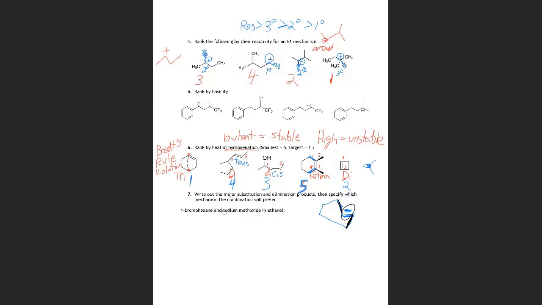So our nucleophile is sodium methoxide. The sodium methoxide is CH3O minus methoxide, and then sodium is its metal. And then we've got one bromohexane. So let's do 1, 2, 3, 4, 5. That's 6. 1, 2, 3, 4, 5, 6. Yeah. And then bromine. So these are our reactants.